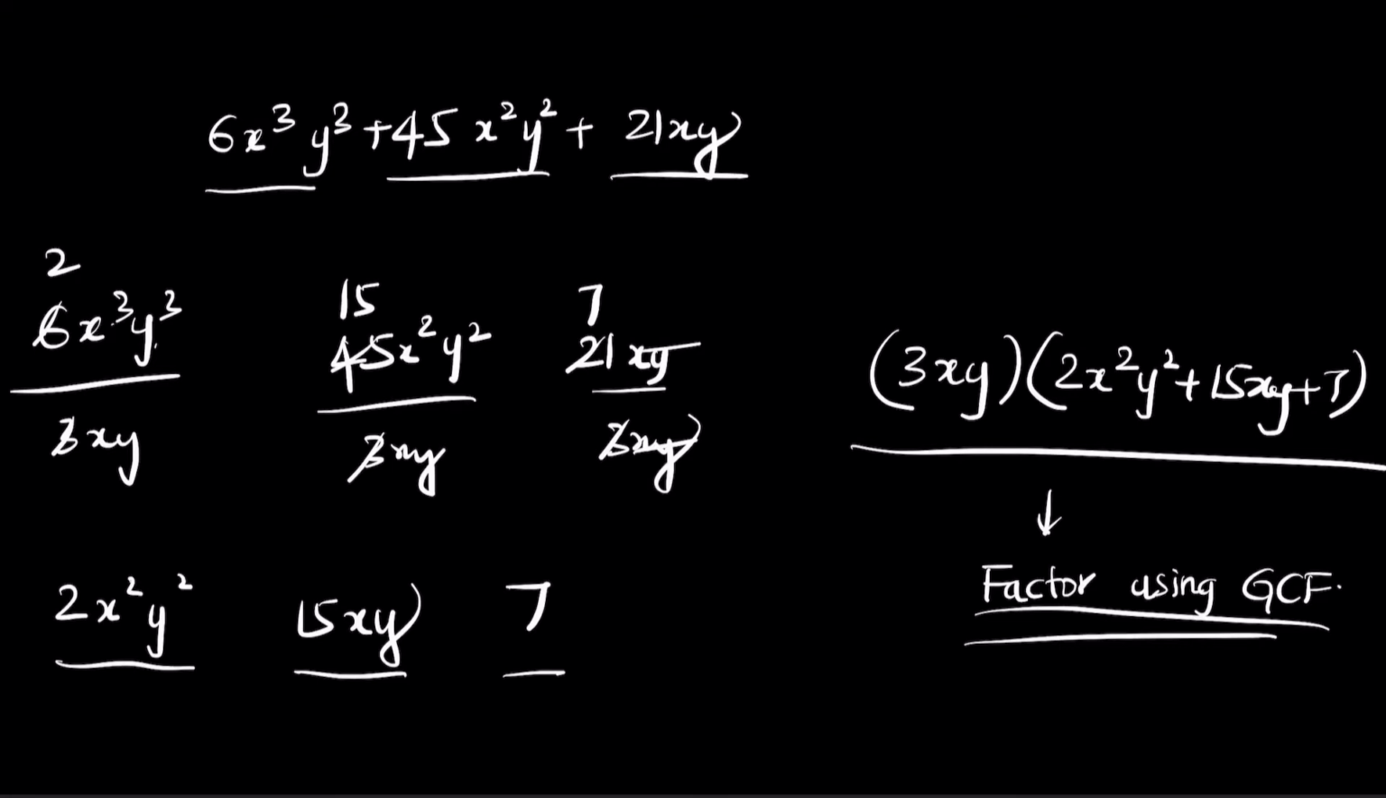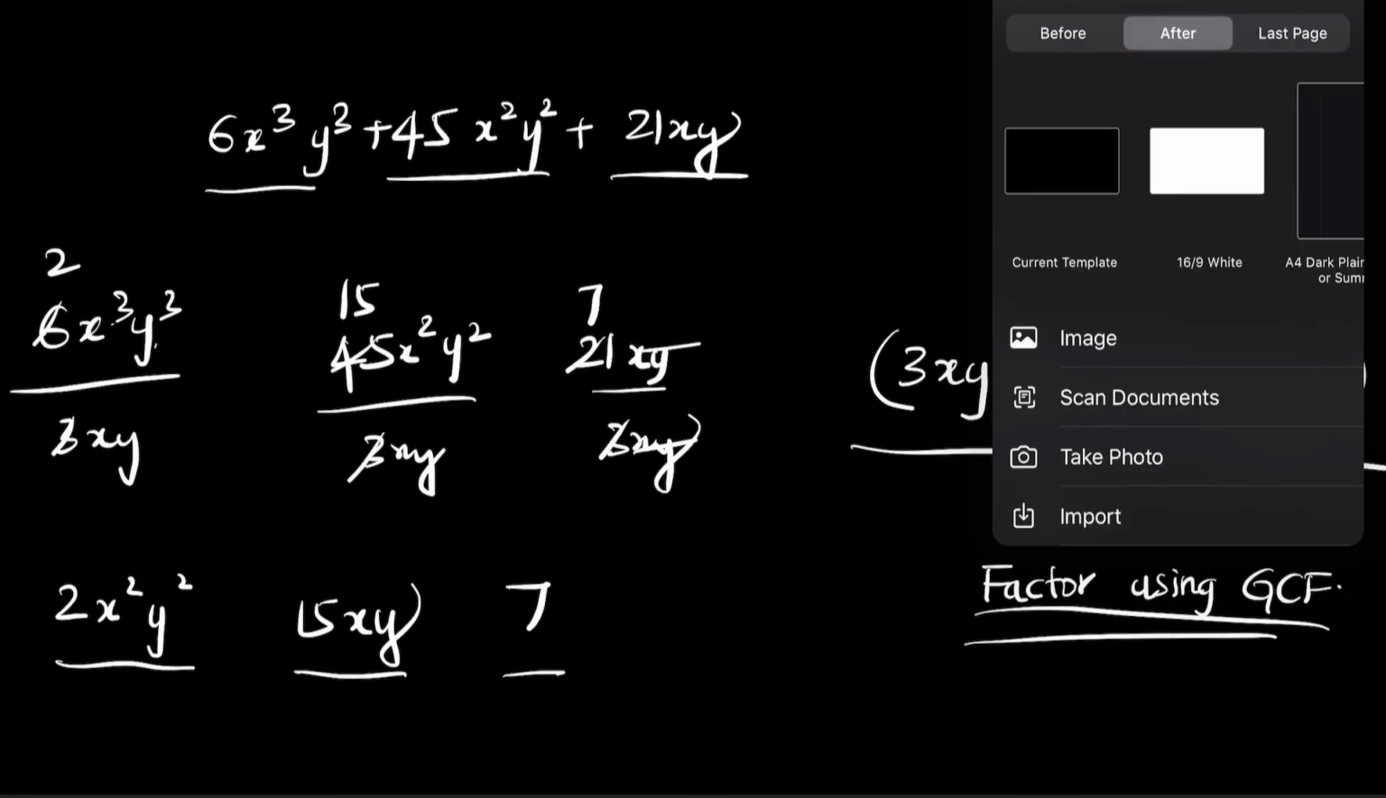So I hope you understand this. So try another problem on your own. So try this one: x into b square minus a plus 6 into b square minus a. So try to pull out the GCF first and try to find out the actual final answer.